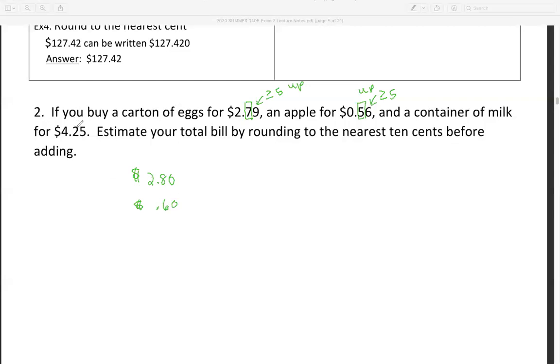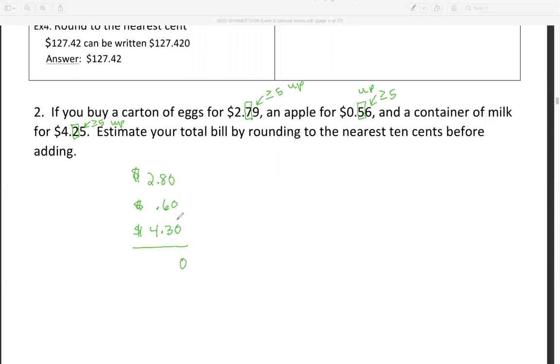And then this one, let's see. Well, we're rounding all of these up because the number to the right of the box are all greater than or equal to 5. So that would be $4.30. So here we have 6 dimes, $2.80. Anyway, that's to the nearest 10 cents.